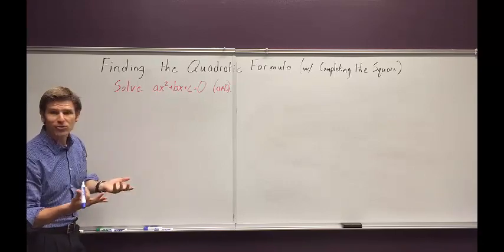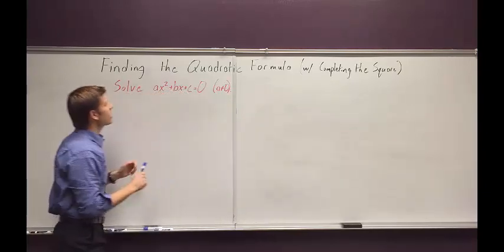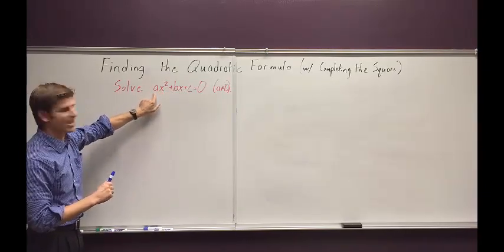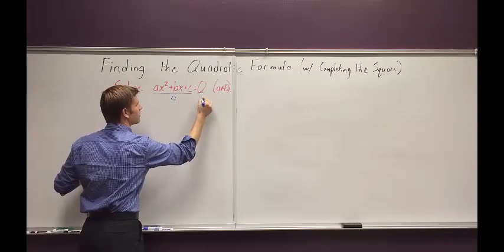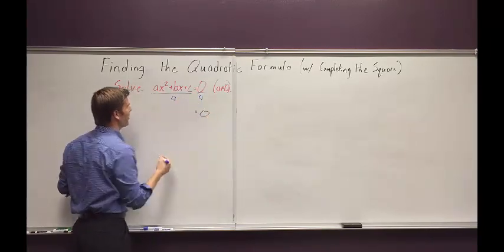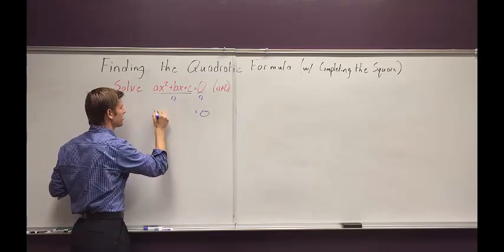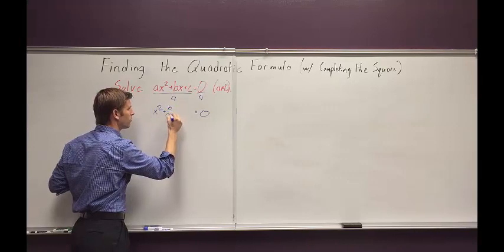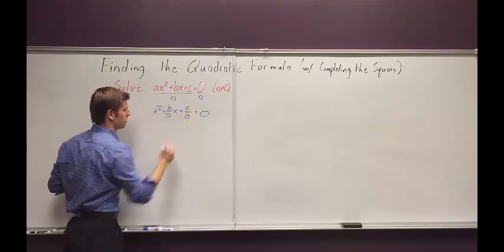And here's the strategy that we'll use. First off, we're going to try to make a perfect square. I'd like this to be a square. I don't really like the a there, so I'm going to divide everything in sight by a. Can divide both sides by a. The right-hand side works out pretty well. 0 divided by a is 0. This works out pretty well too. That's just x squared. This becomes b over a times x. This becomes c over a.